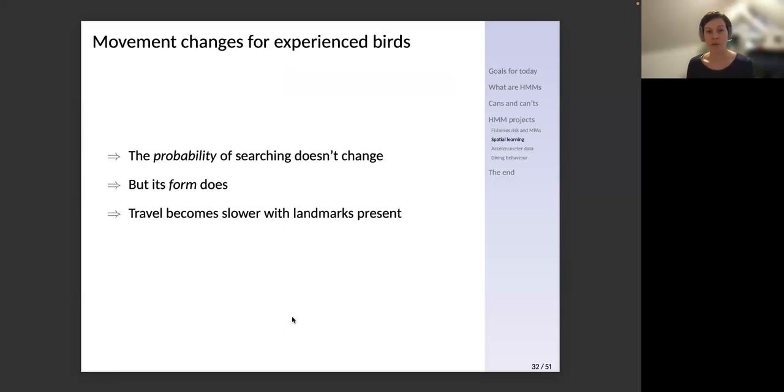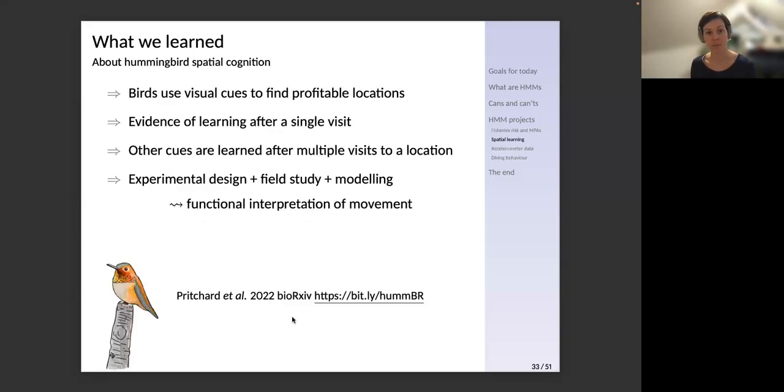So what we found in the experienced birds is that the probability of searching didn't change, but what searching actually looked like in terms of its distribution did change. Travel became slower with the landmarks present. So what did we learn from this?